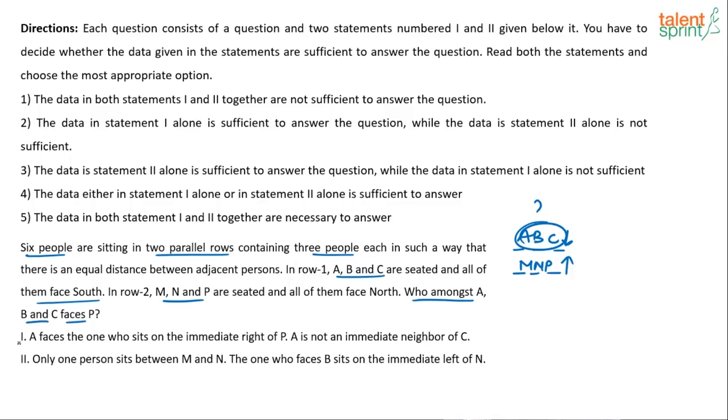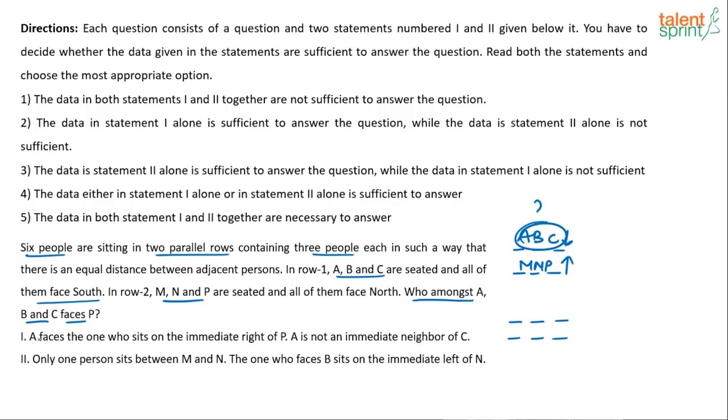Let's find out. Statement 1. What is the data given in statement 1? A faces the one who sits on the immediate right of P. A is not an immediate neighbor of C. Now try to put this in the arrangement, right? A faces the one who sits on the immediate right of P. A is not an immediate neighbor of C.